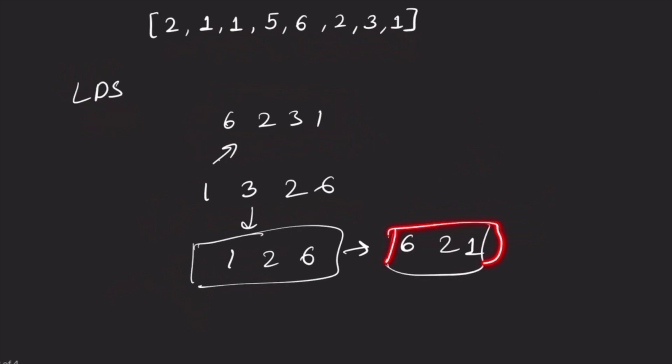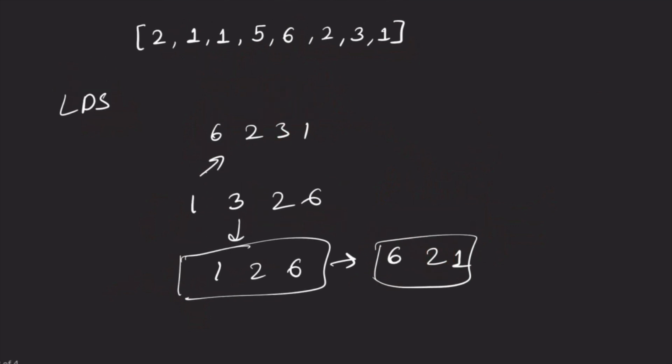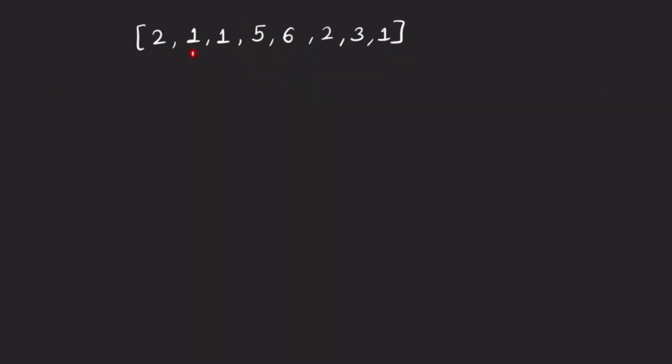Now just look here. Can this be called the longest decreasing subsequence of this array? 6, 2, 1, right? 3 we didn't include because 3 was greater than 2. So whatever function you write for finding the length of LIS, you can utilize the same for LDS also. It's just that you reverse your array, and whatever answer you get, you reverse that also, right?